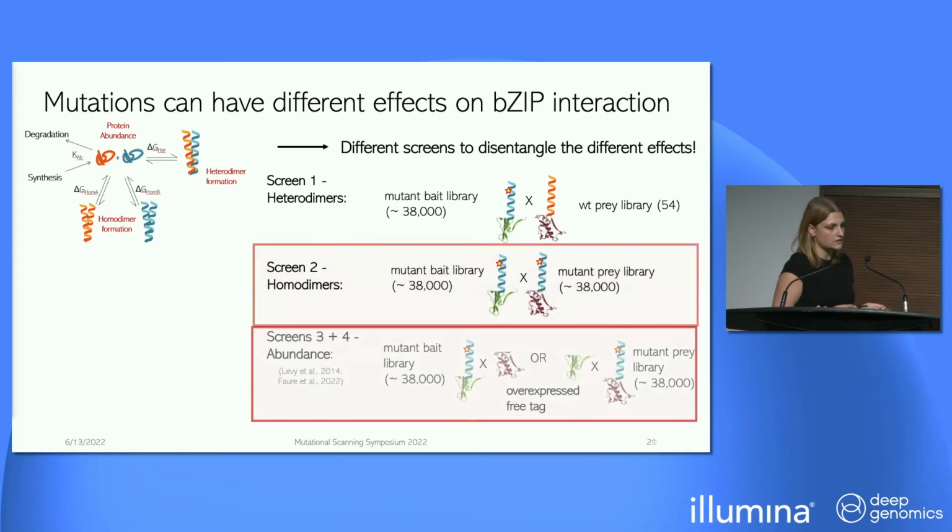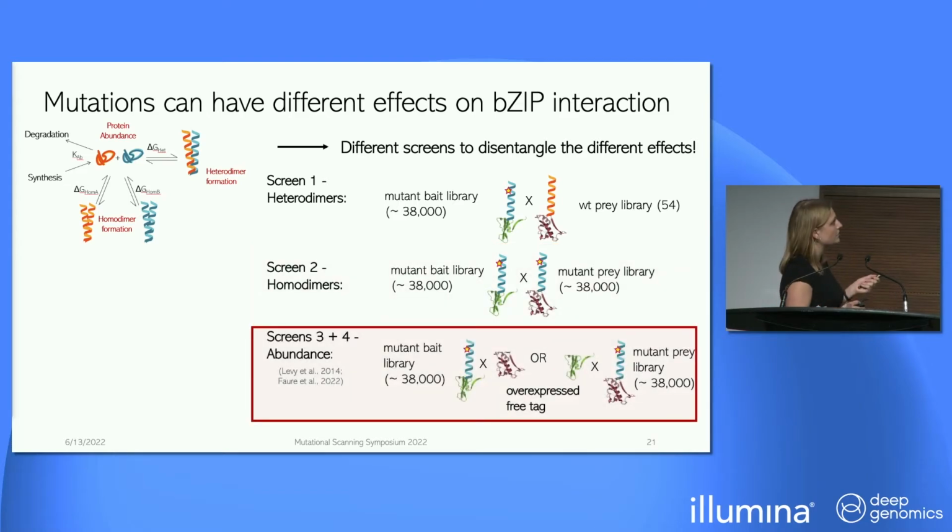And finally, we did two abundance screens, like described earlier in Julia's talk, where for both the bait and the prey mutant libraries, we co-express them with an overexpressed opposite free tag, and then based on random encounters, each BZIP will find its partner and reconstitute, and we can then infer the abundance of these BZIPs directly from the growth rate of the cell.